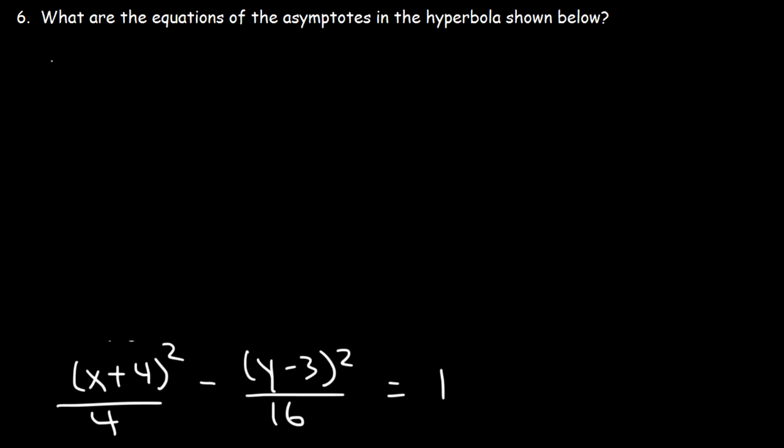So we can see that the center of the hyperbola is negative 4, positive 3, based on these values. And we have a positive x squared, so the graph is going to open to the left and to the right. So a squared is 4, which means a is 2. B squared is 16, which means b is 4.